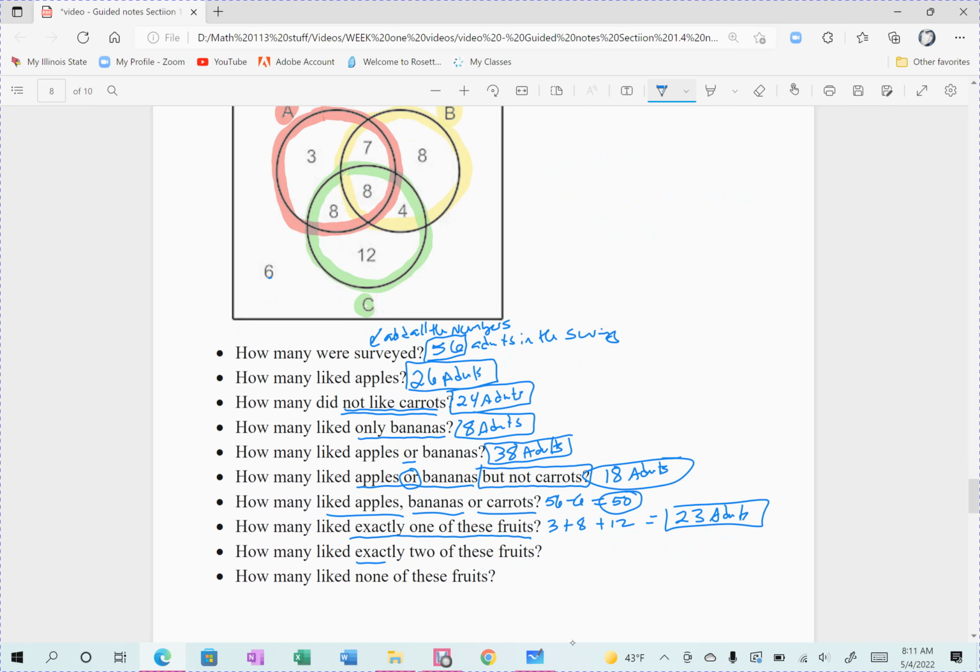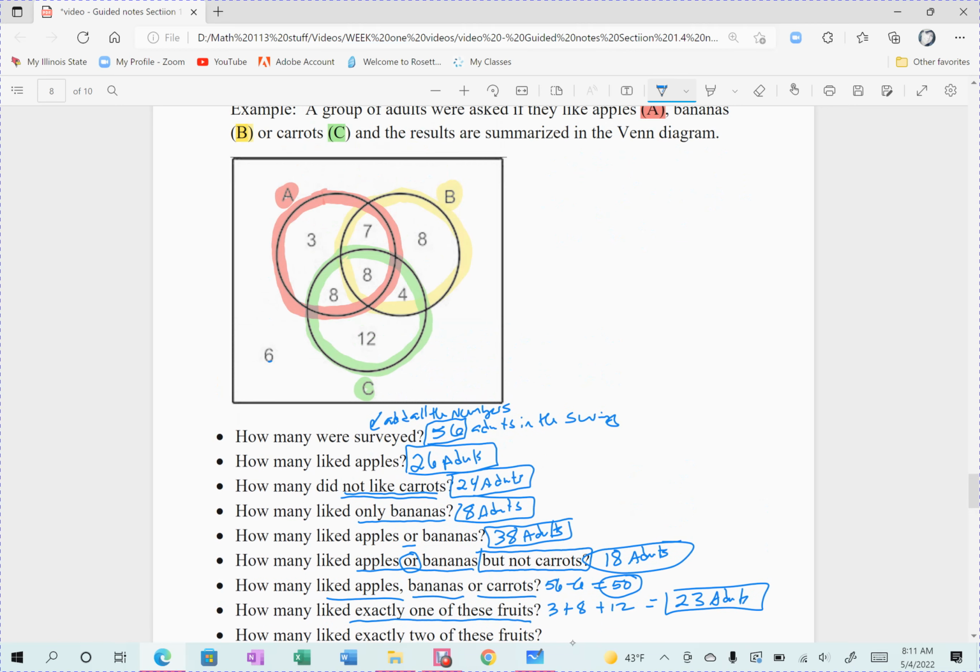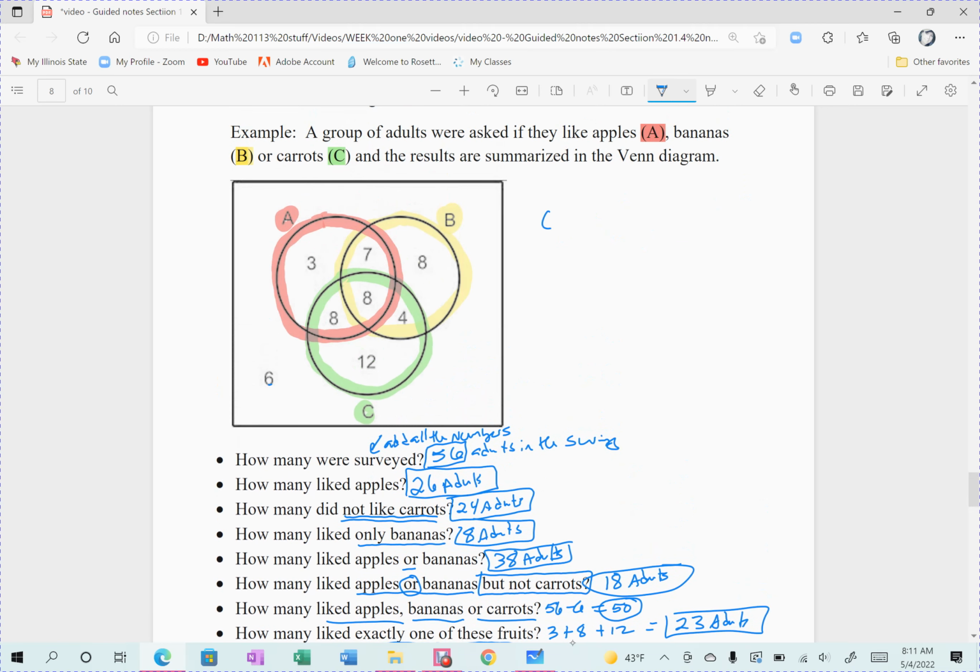Next one, like exactly 2, and that means exactly. They only like 2 and no more. They don't like 3. Not only, exactly 2. Any of the 2, but they only are in 2 circles at the same time. So, they're in A and B, but not C. Or, they're in A and C, but not B. Or, they're in B and C, but not A.